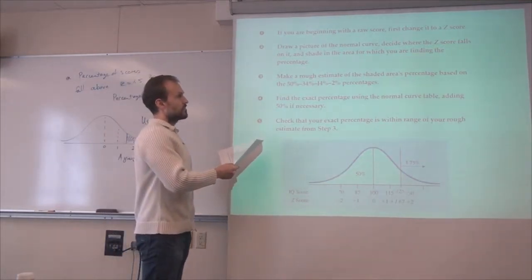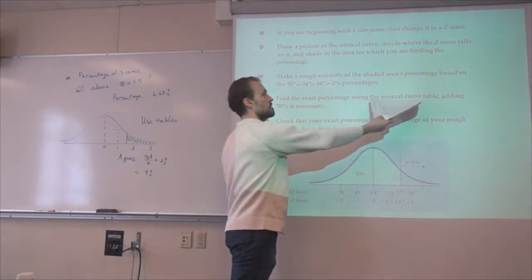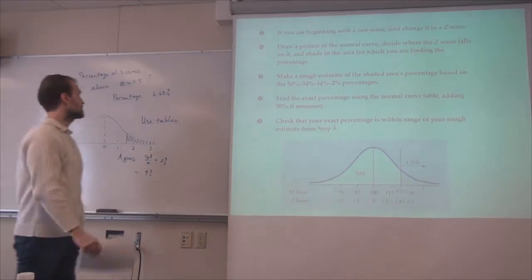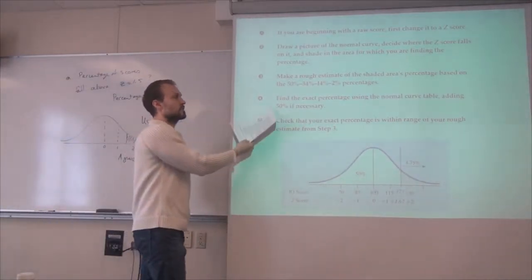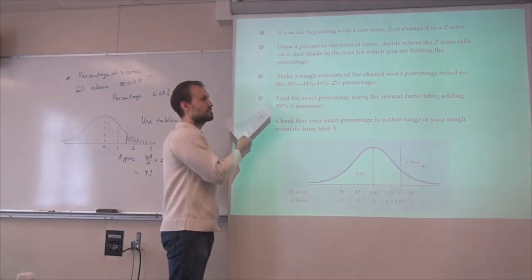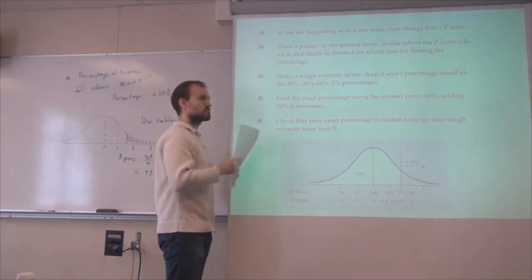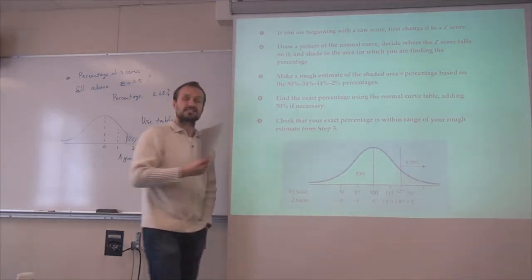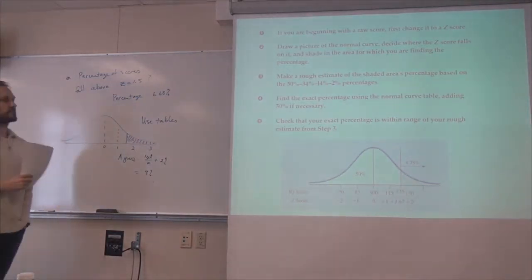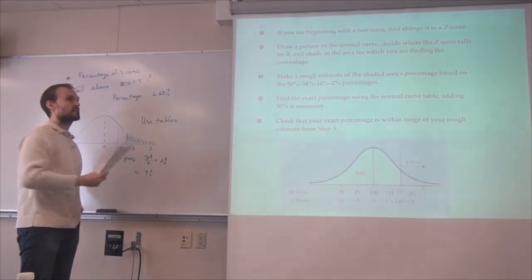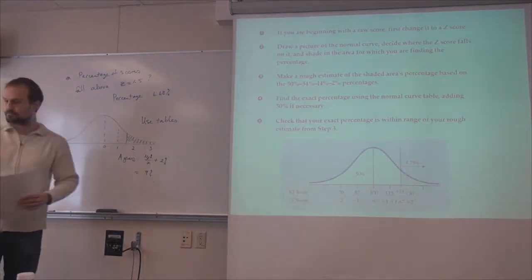Then I want to find the exact percentage using my table, usually, unless it's a very simple Z value. And then compare that. Think about the exact number you're getting and how it compares to your rough guess. Are they sort of in the same range? Are they drastically different? If they're drastically different, then one of the two is not right. So you have to have some sort of way to check your answer.